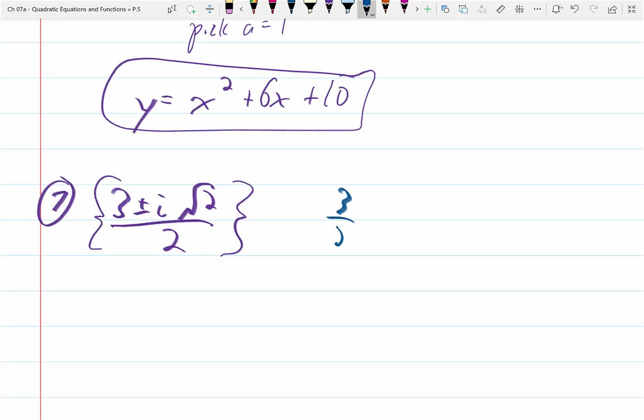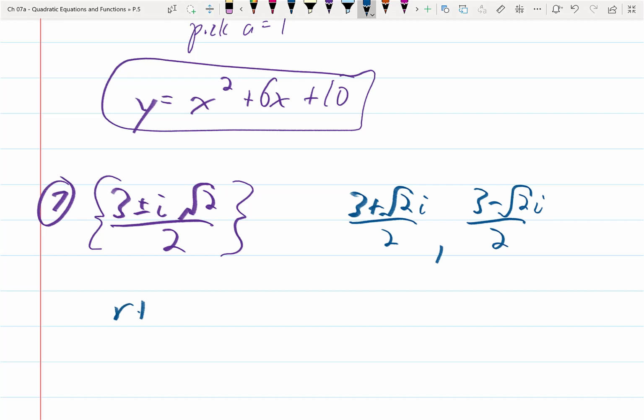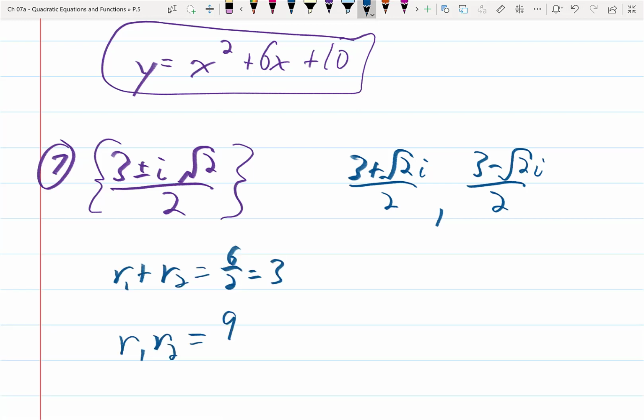So I'm going to write them off to the right side. 3 halves plus root 2 over 2. And actually, we'll keep them all together because it's a little bit easier to add them. 3 plus root 2 over 2, comma, 3 minus root 2 over 2, i. And I want to add them, R1 plus R2. That would be 6 over 2, which is 3. And then I want to multiply them, R1 R2. Just do it slowly. You get 9 minus 2i squared over 4, 11 fourths.